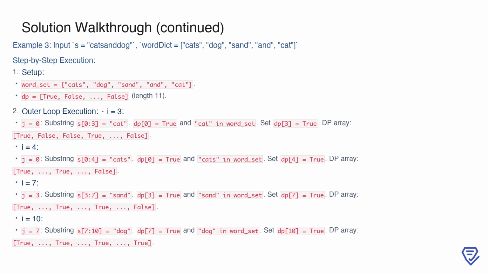Then at i equals 4, the substring s[0:4] equals "cats". With dp[0] being true and "cats" in the word set, we set dp[4] to true. At i equals 7, the substring s[3:7] equals "sand". As dp[3] is true and "sand" exists in the word set, we set dp[7] to true. Finally, at i equals 10, the substring s[7:10] equals "dog". Since dp[7] is true and "dog" exists in the word set, we set dp[10] to true. The dp array reflects these updates, showing how the string can be segmented step by step.